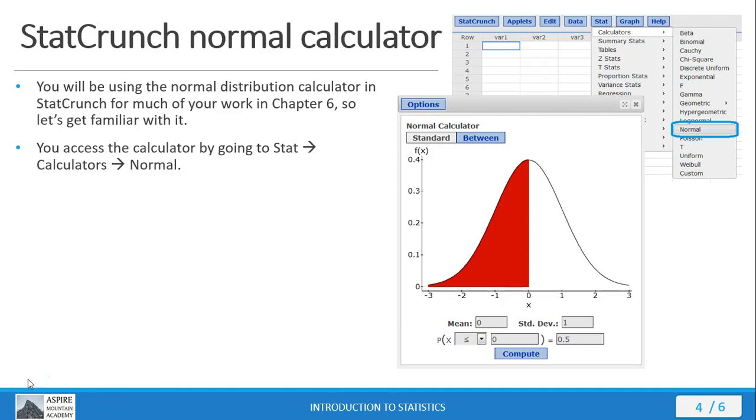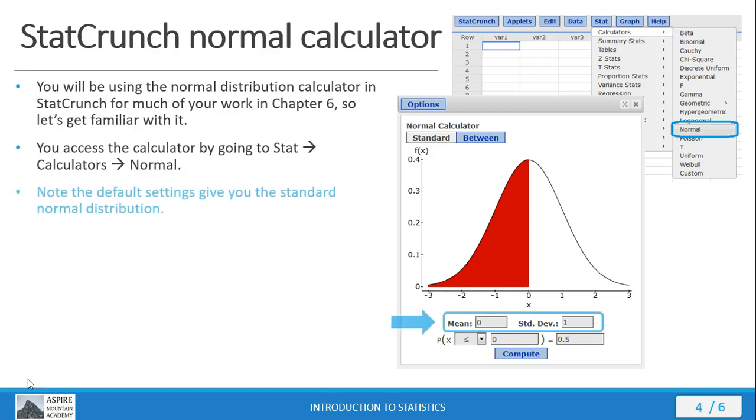Notice the default that pops up is the standard normal distribution. We have a mean value of 0 and a standard deviation of 1. So this is the default setting for the normal calculator, which is really handy. You don't have to set anything up. Typically, when we're using the normal calculator, we want the standard normal distribution. So these default settings are really handy.